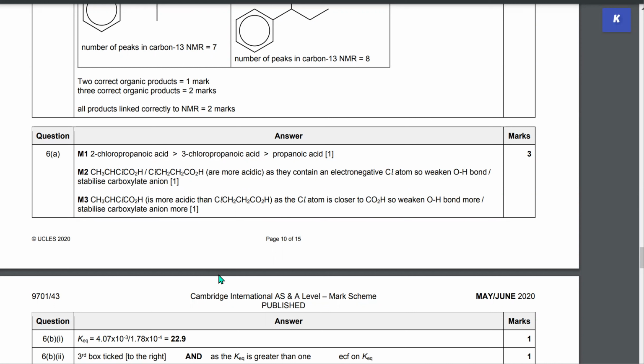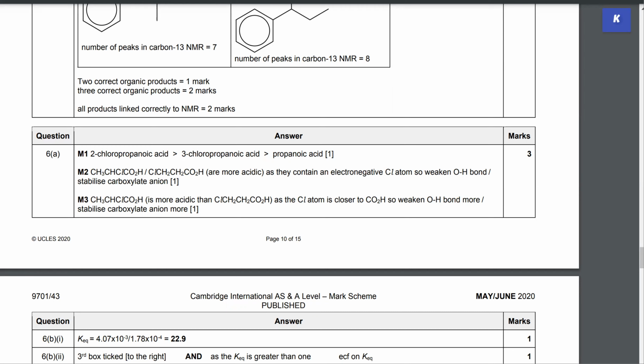One is the strongest and that's the weakest, okay? So it stabilizes the anion, that anion we already quoted, okay? It becomes stable as they contain electronegative Cl, so it has a withdrawing effect. That pretty much means the same thing. And the Cl is closer, so the ion is more stable.